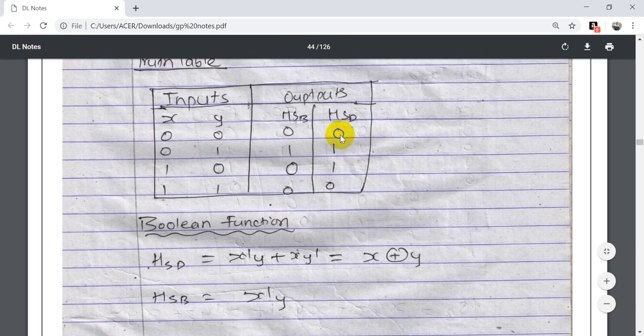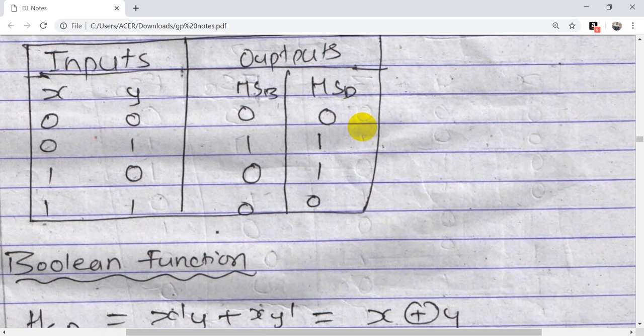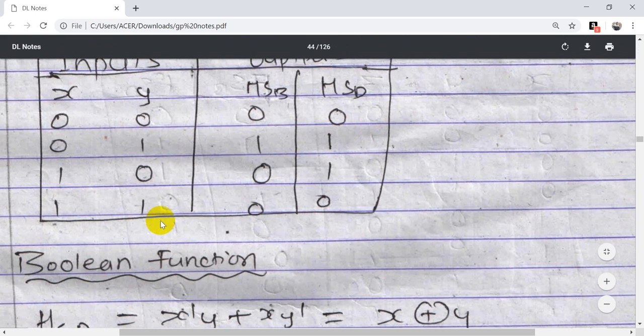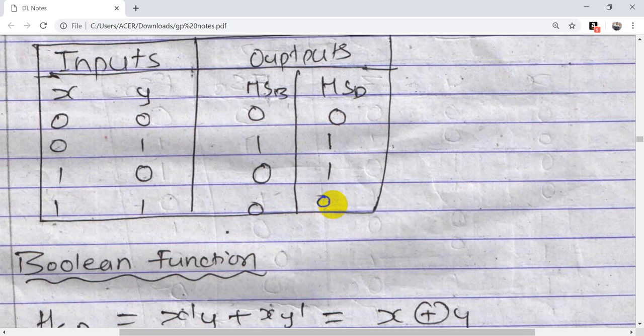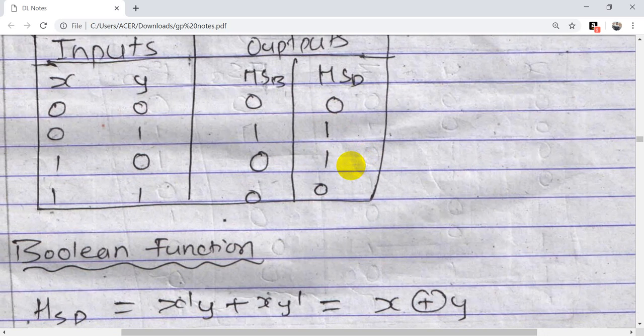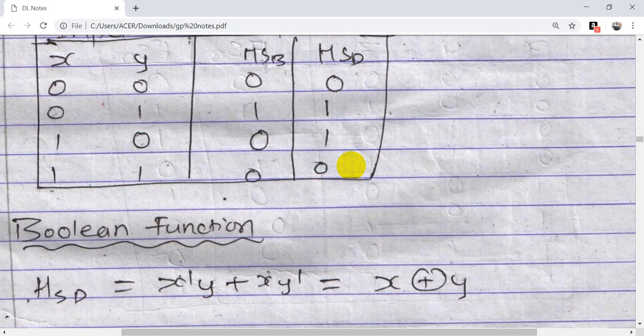The Boolean function will be, we can take the function for the difference. For the difference, we see the relationship: when the inputs are the same, 0 0 or 1 1, the output will be 0. That means when the inputs become different, 0 1 and 1 0, the outputs are high. This output describes the XOR gate.